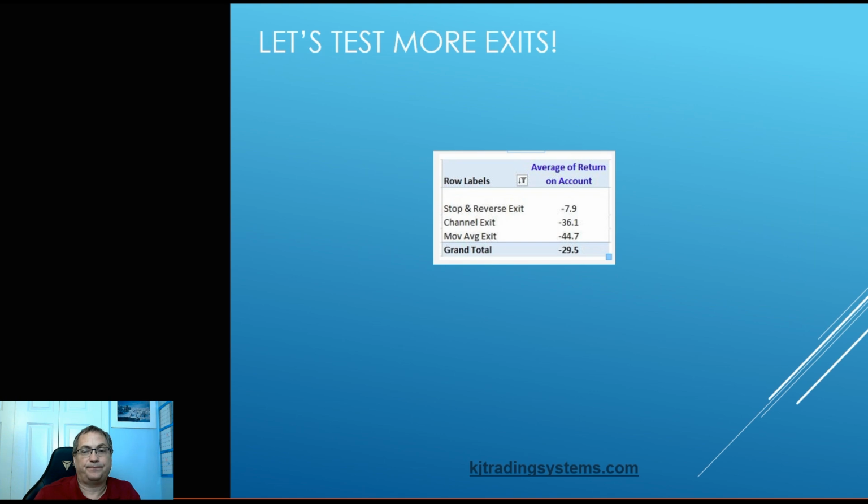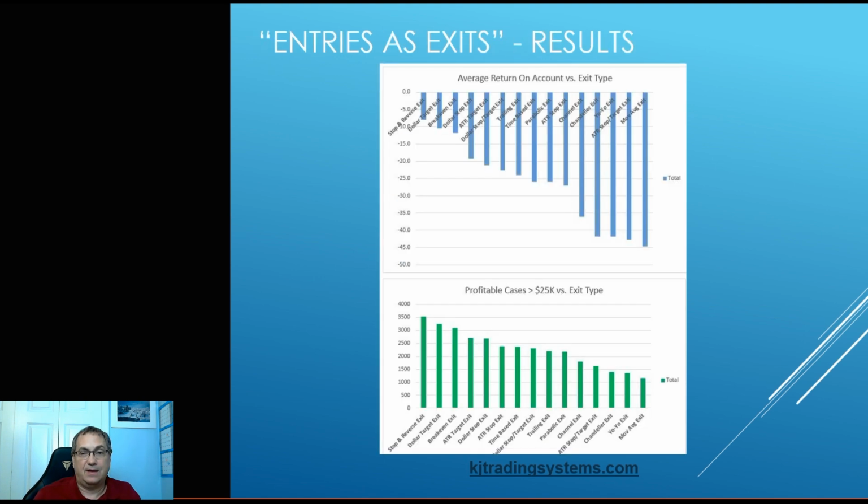But let's see how they work. And the results, not so good. Again, the stop and reverse just kills these two. Now, maybe it was the ranges that I chose for the parameters. Maybe these are just terrible exits. Maybe there's some other entries that would work better as exits. I don't know. But in this case, stop and reverse won. So when we look at everything together, plotted on a chart, the top one's return on account, bottom one's the number of profitable cases. Again, stop and reverse in both situations is the best.